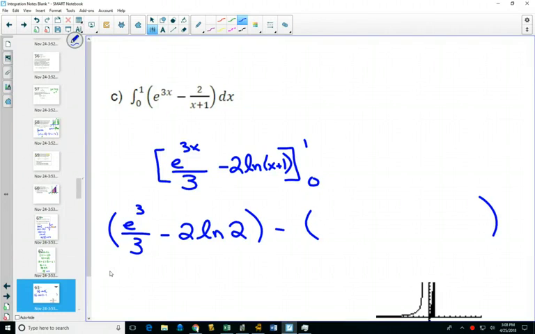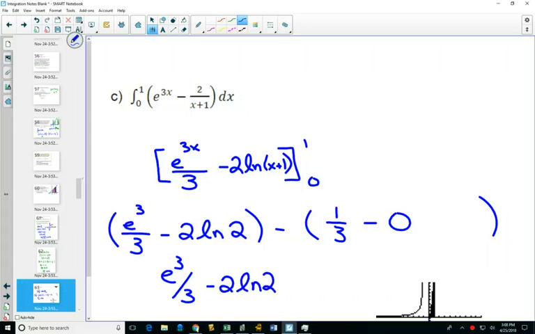Subtract, plug in 0. What is this going to be? 1/3. And what is this going to be? 0. Natural log of 1 is 0. Natural log of 1 is asking e to what exponent would be 1. That's right. So the answer is e cubed over 3 minus 1/3.